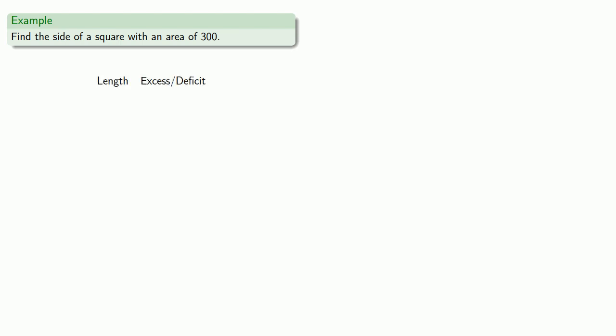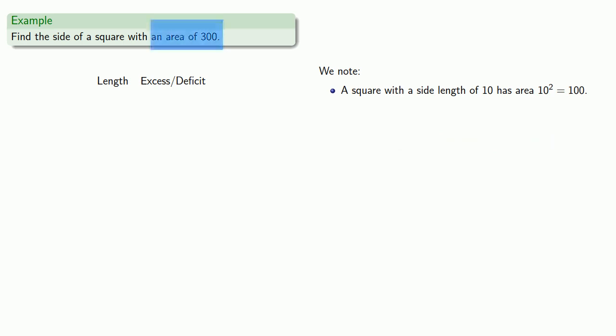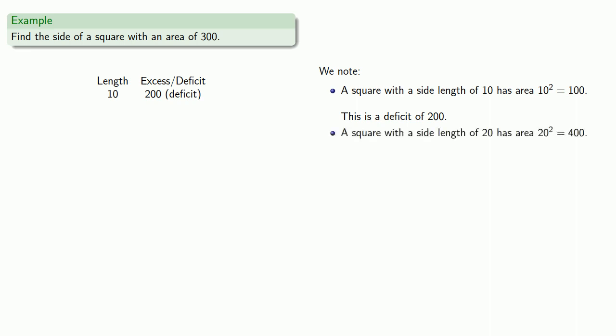So let's consider a square with a side length of, oh, how about 10, has area 10 squared, that's 100. And since we want our area to be 300, that's actually a deficit of 200. And so a contribution rate of 10 gives us a deficit of 200. Now if we take a bigger square, let's say a square with a side of 20, the area is 20 squared, 400. And again, our target is 300, so that gives us an excess of 100. And so we can set up our table.